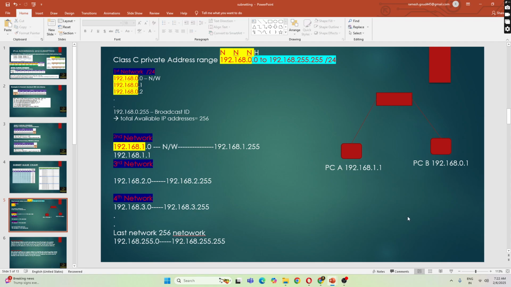Different networks, right? How are you saying that? By seeing the IP addresses, right? Yes, by seeing the IP addresses you are saying that both are in different networks. But how does PCA communicate with PCB?